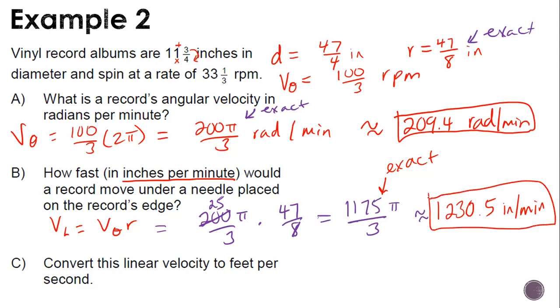Okay. So now we have a linear speed. But in terms of describing something, telling someone that record spins at 1,230.5 inches per minute, that really is, I think that's fast. You know what I mean? And so we're going to put it now in terms of feet per second. So we've got to convert from inches per minute to feet per second.